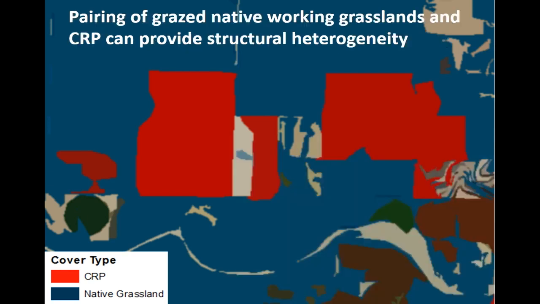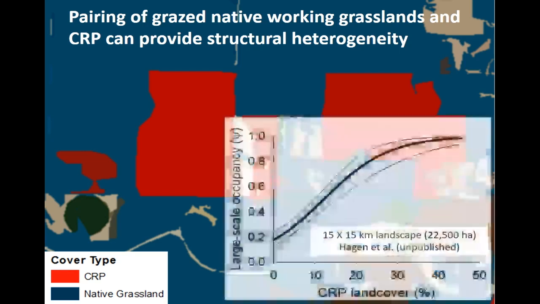So we're increasing the amount of grass on the landscape, and also in these drier areas in western Kansas and eastern Colorado, we're increasing the structural heterogeneity of those landscapes, right? We're adding this taller, thicker grass. It's got short grass around it, and structural heterogeneity has been shown to be really important for lesser prairie chickens.